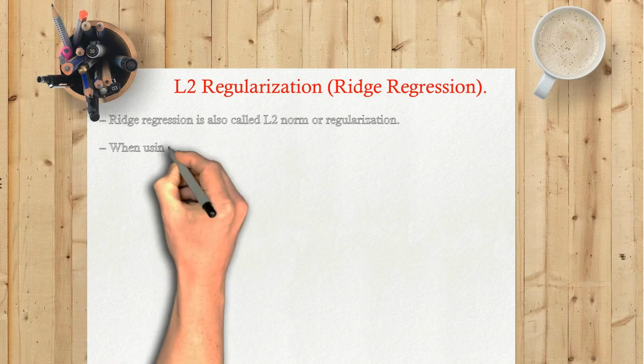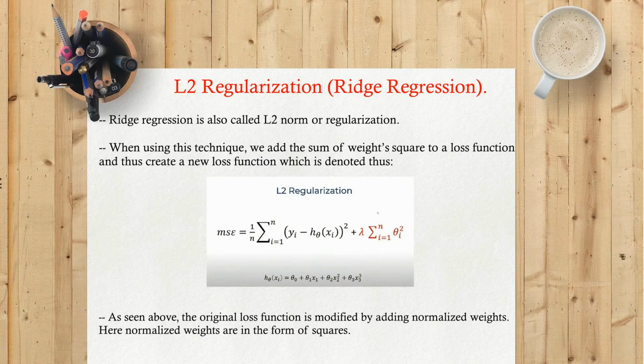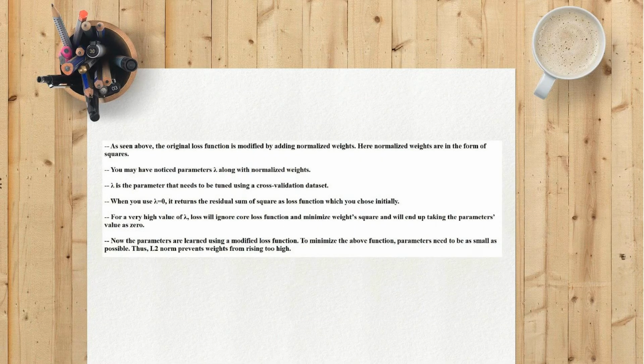L2 regularization, ridge regression. Ridge regression is also called L2 norm or regularization. When using this technique, we add the sum of weights squared to the loss function, and thus create a new loss function which is denoted thus. As seen above, the original loss function is modified by adding normalized weights. Here normalized weights are in the form of squares. You may have noticed the parameter lambda, along with normalized weights. Lambda is the parameter that needs to be tuned, using a cross-validation dataset.